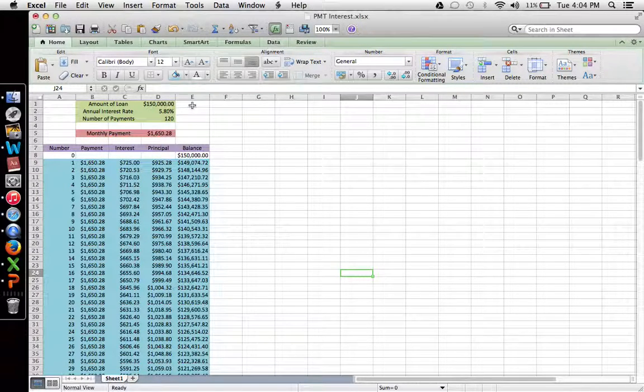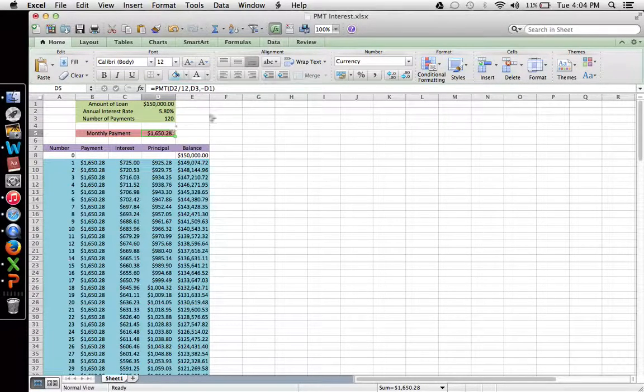In D1, I put the amount of the loan we took out, which was $150,000. In D2, I put our interest rate, which is 5.8% annually. And then in D3, I put 120, which is the number of payments we're going to make.